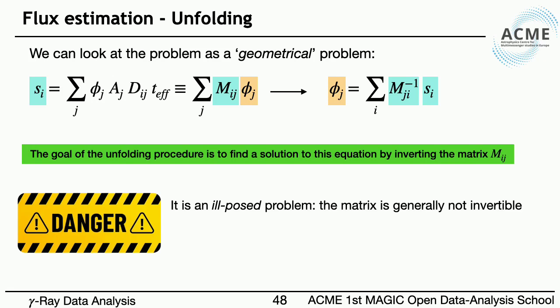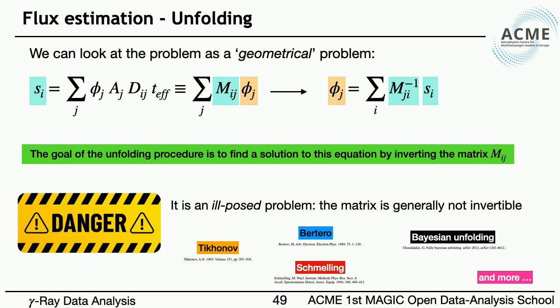Moreover, often we choose more reconstructed energy bins than true energy bins, or vice versa, and this makes M rectangular, not even square. So it cannot be inverted even in the strictest sense, because an inversion is possible only if the matrix is square, but in most cases it's rectangular.